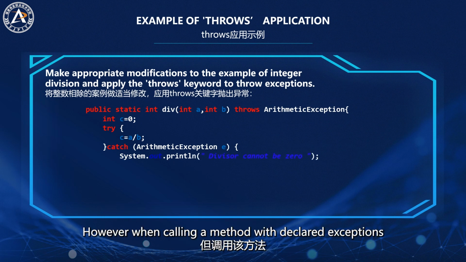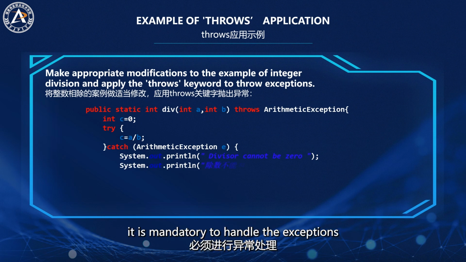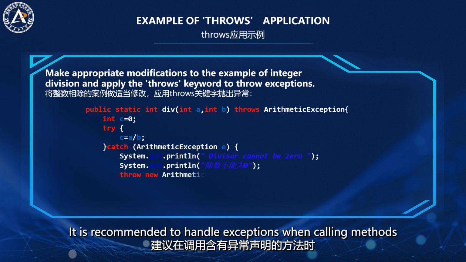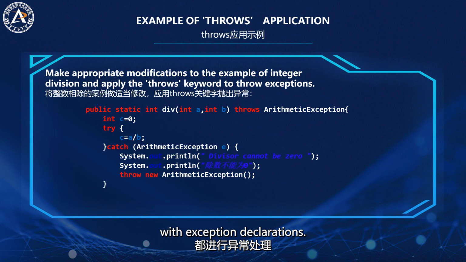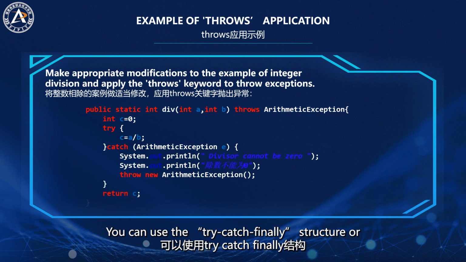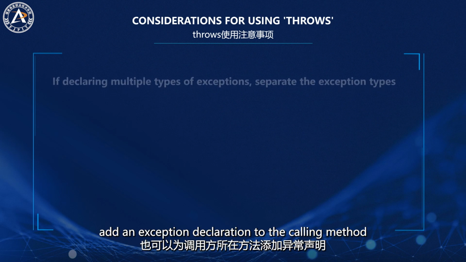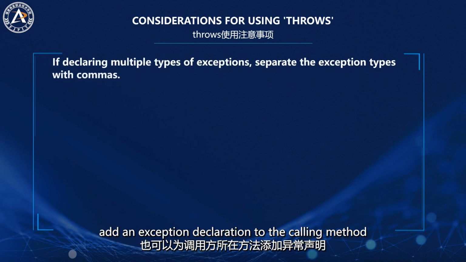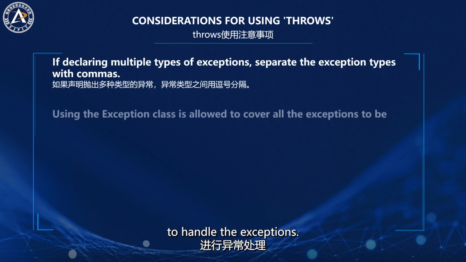However, when calling a method with declared exceptions, it is mandatory to handle the exceptions. Otherwise, the compilation will fail. It is recommended to handle exceptions when calling methods with exception declarations. You can use the try-catch-finally structure or add an exception declaration to the calling method to handle the exceptions.